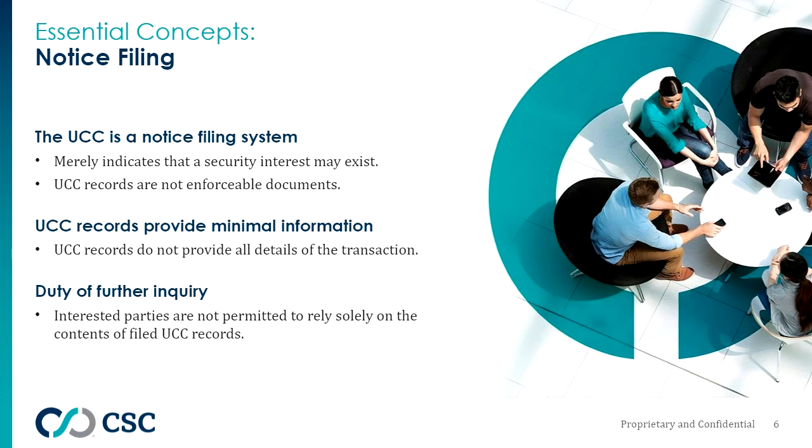And the UCC records do provide minimal information. They do not provide all of the details of the transaction, and that is by design. The idea there is that certain aspects of a transaction are private and should remain private, but the UCC just lets you know that certain parties engaged in a transaction where certain items of collateral have been pledged.